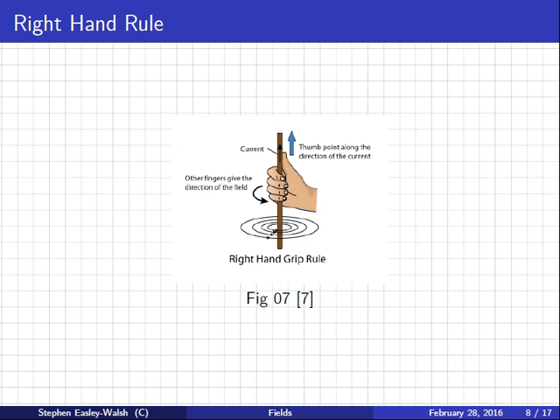So if this is going up and we hold it like this, then the magnetic field is going around anti-clockwise as I look down. So this is called the right-hand rule or the right-hand grip rule.